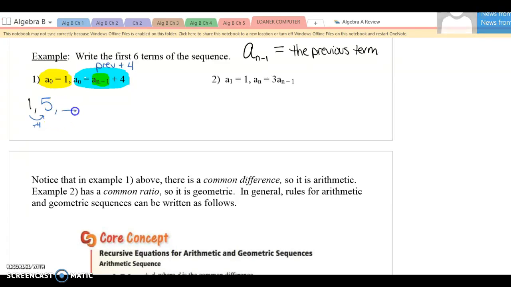To get the next term, we take the previous term 5 and add 4. That gives us 9. To get the next term, we take the previous term 9 and add 4. That gives us 13. To get the next term, we take the previous term 13 and add 4. That gives us 17. To get the next term, you take the previous term 17 and add 4, and that gives you 21.